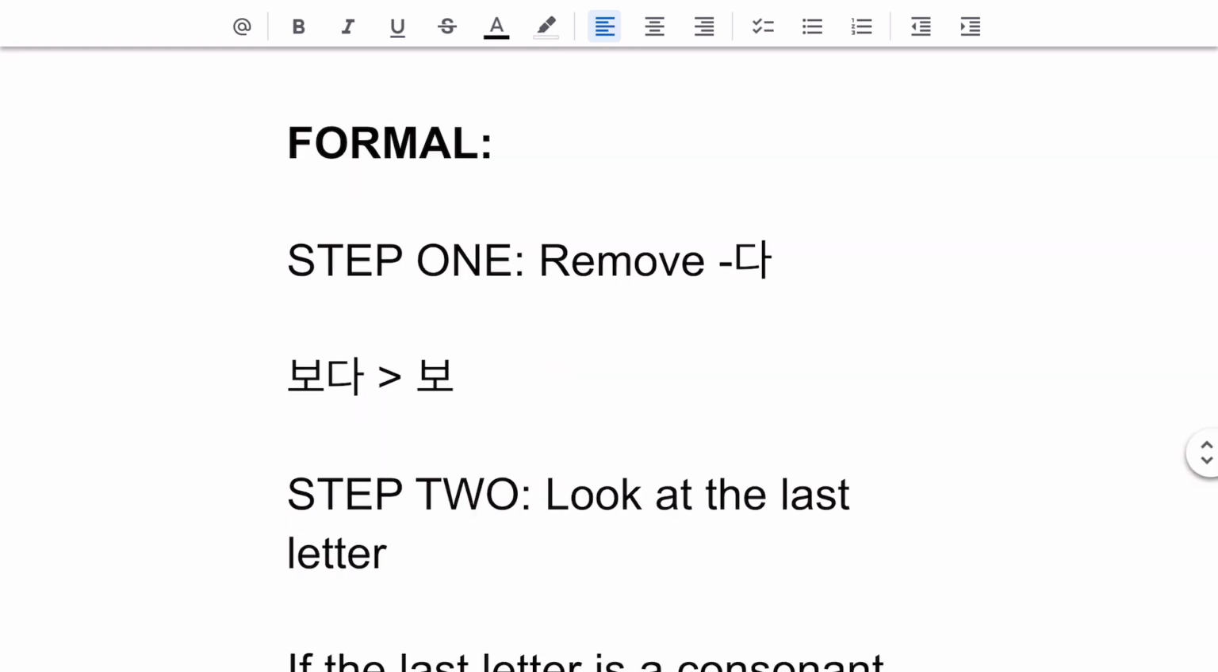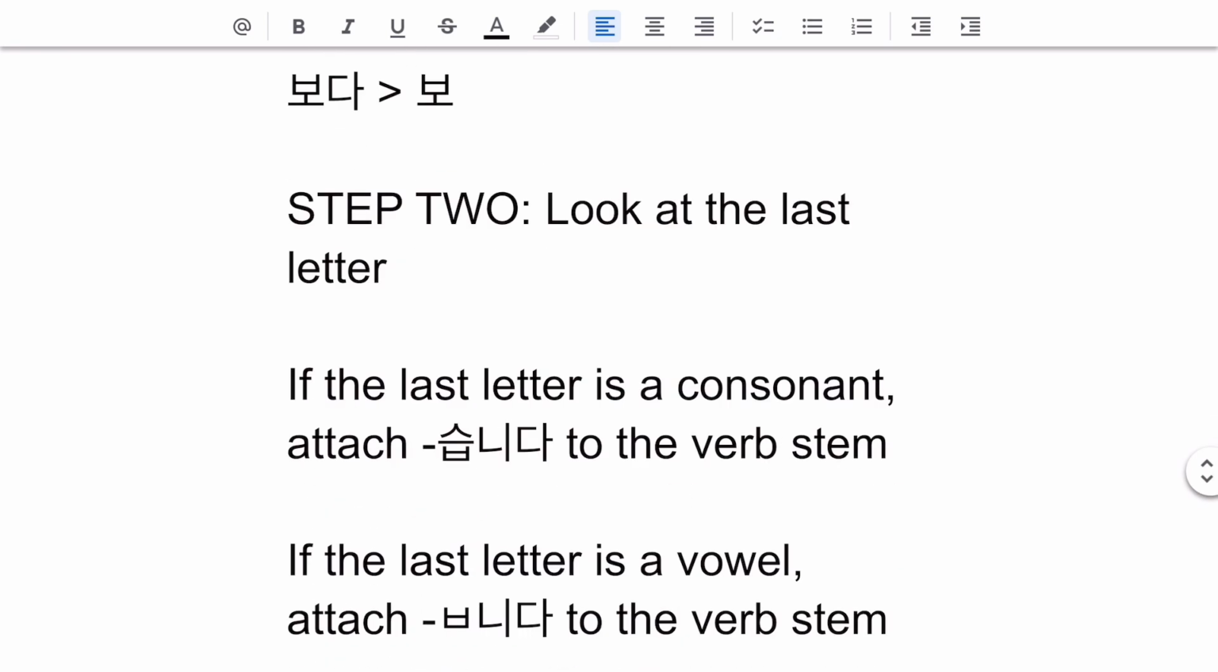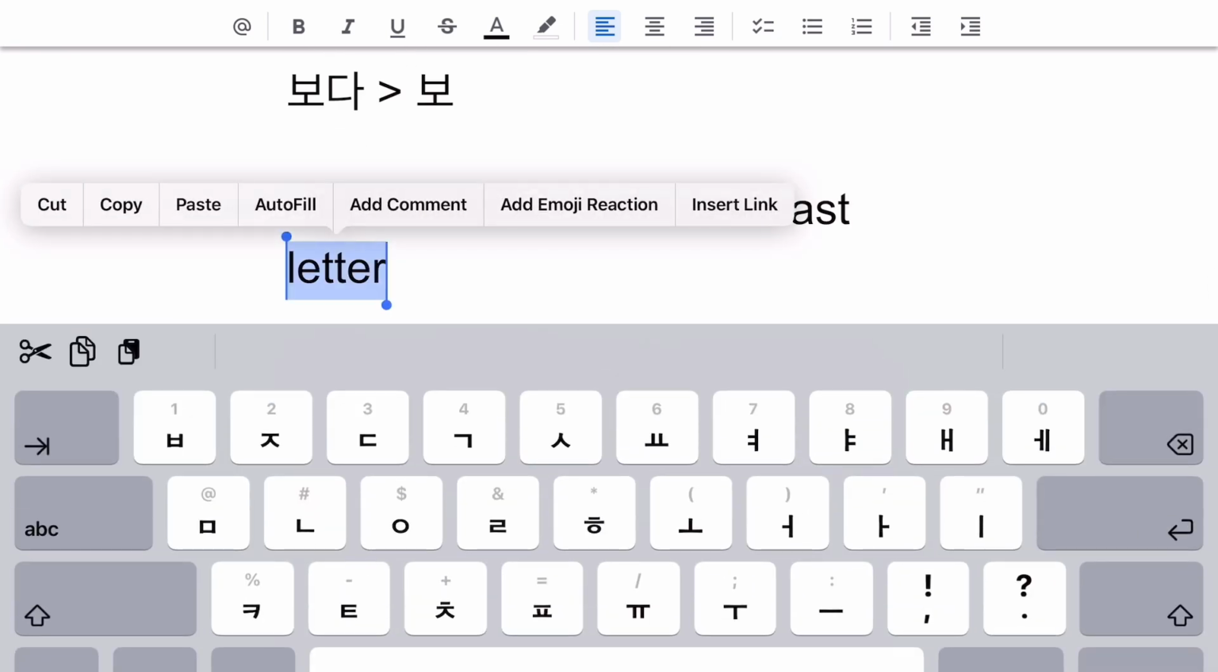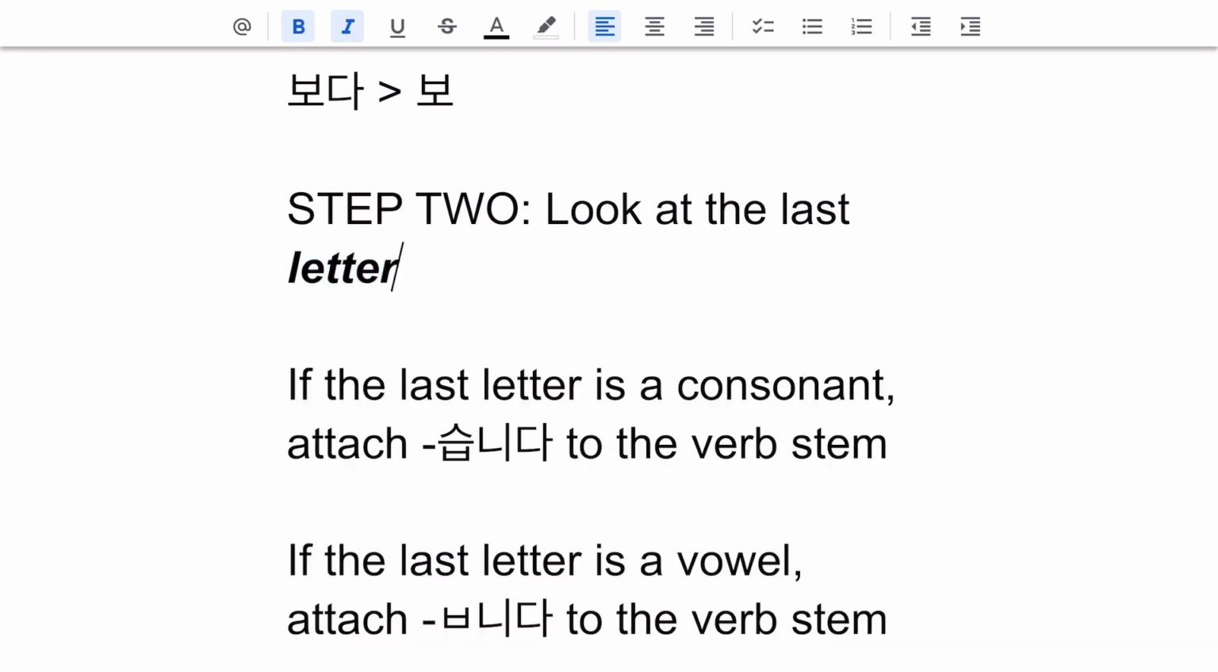Now we can quickly look through the formal. So formal is much easier than the last one. That's why I started with casual first. So formal, we're going to start with the same verb as before, to see or to watch. 보다. We remove the da. We get the verb stem by itself. 보. This time we look at the last letter, so it's slightly different, less letters. The last letter is o, right? But we have to look at these rules.